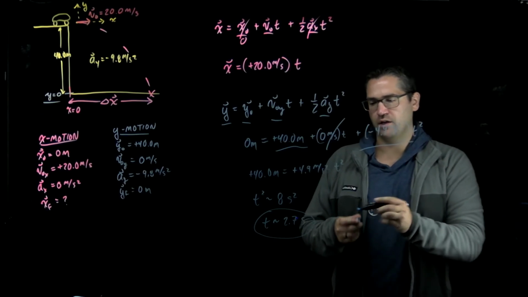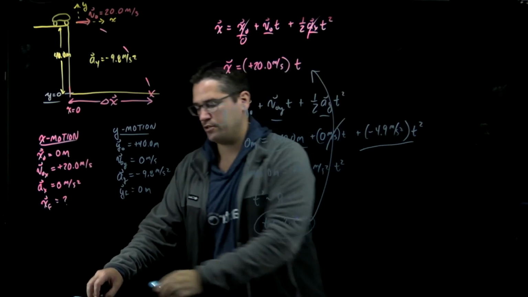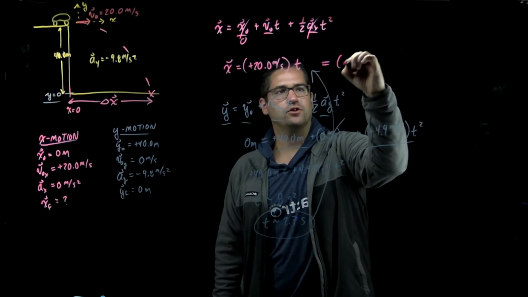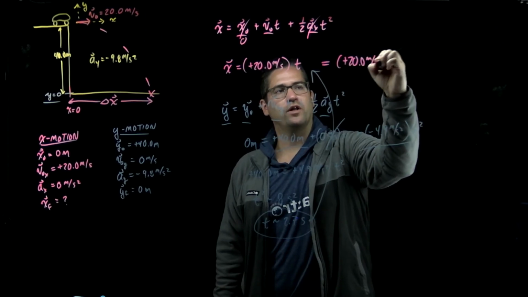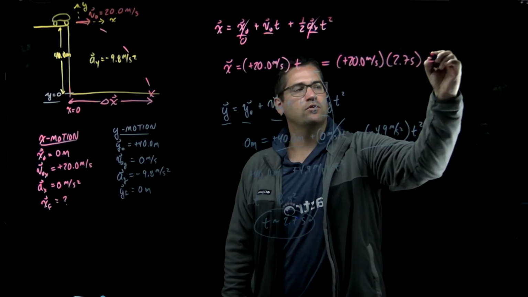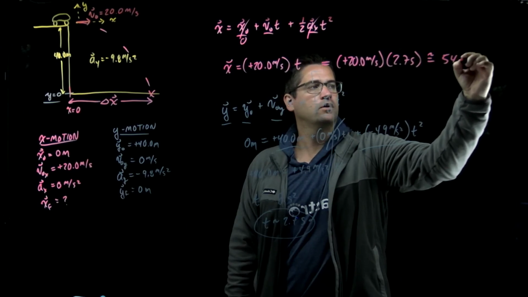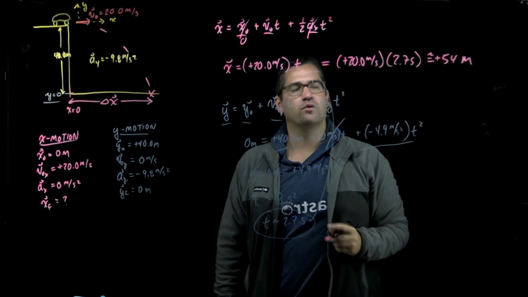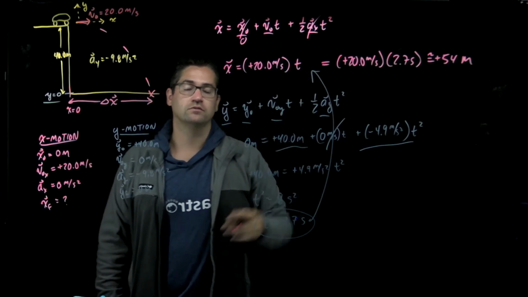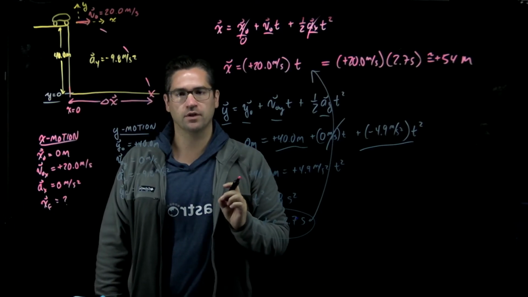So once we have this time, we can head back to our initial x expression, and we can solve for the final x position. So we've got 20 meters per second, now multiplied by 2.7 seconds. So our final x position is about 54 meters. And we'll throw in the plus sign there to tell us that we're 54 meters to the right of where we started, so 54 meters from the edge of the cliff.